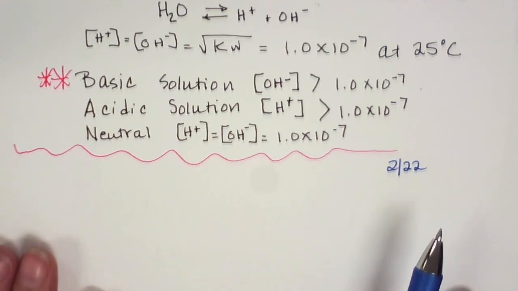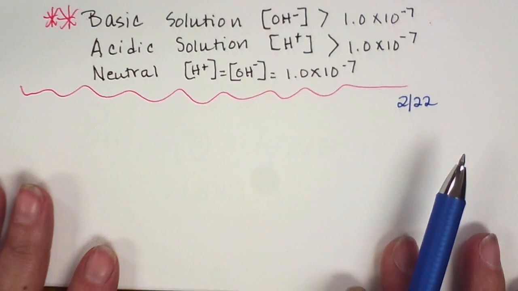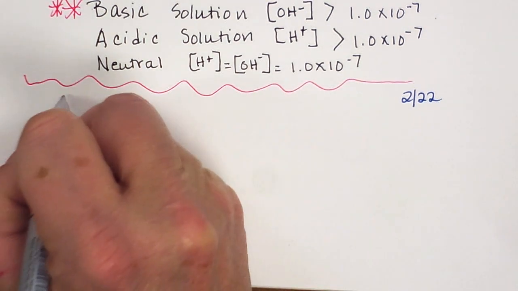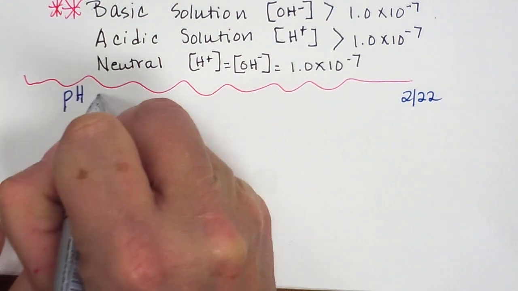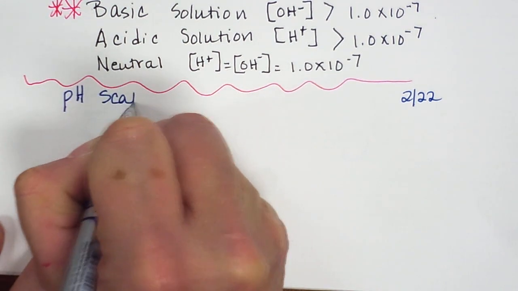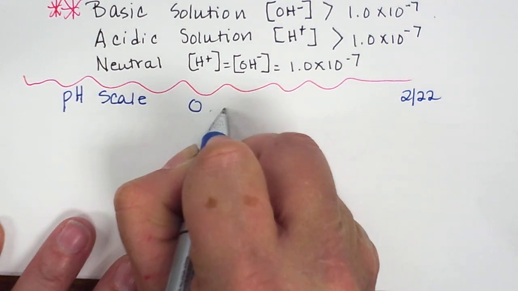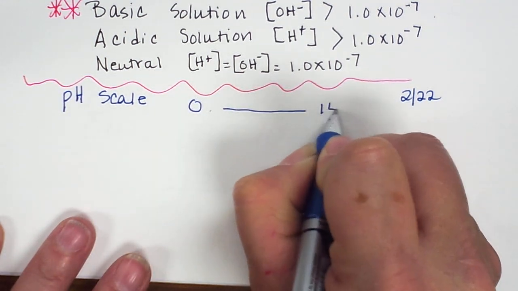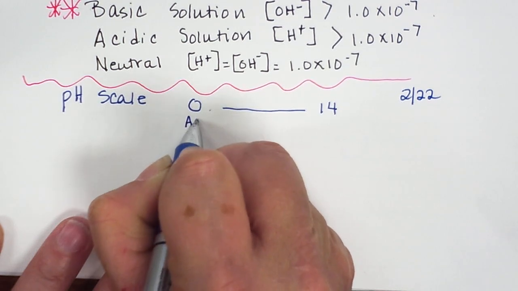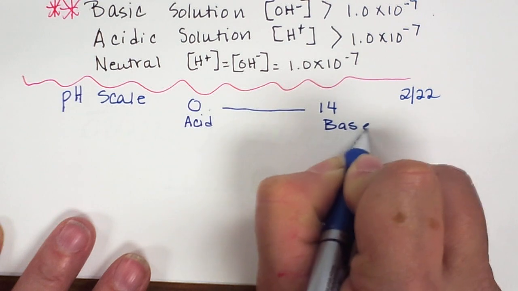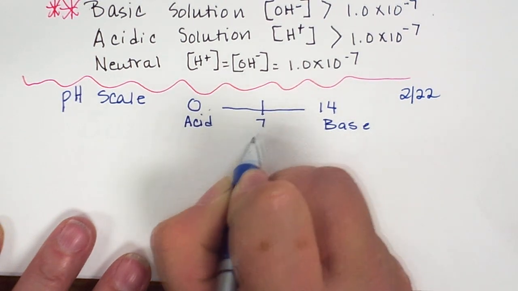Now, the next stage in this is talking about all the formulas for pH. So you're going to want to make this a section, a section where we talk about pH. The pH scale is from 0 to 14, acid to base, with 7 being neutral.